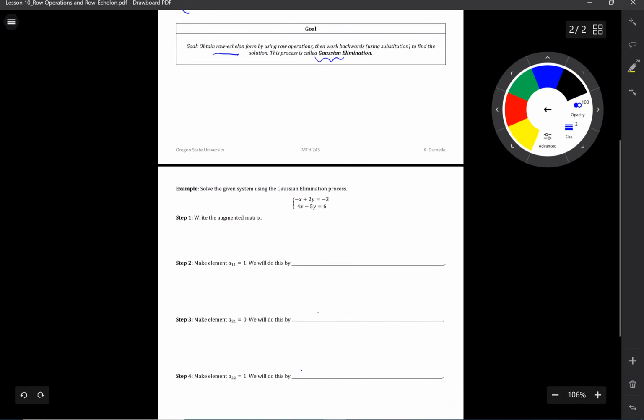We want to solve this system using the Gaussian elimination process. I have negative x plus 2y equals negative 3, and 4x minus 5y equals 6. So first, my first step is to write the augmented matrix. So my augmented matrix will look like negative 1, 4, 2, negative 5, our vertical line, negative 3, and 6.